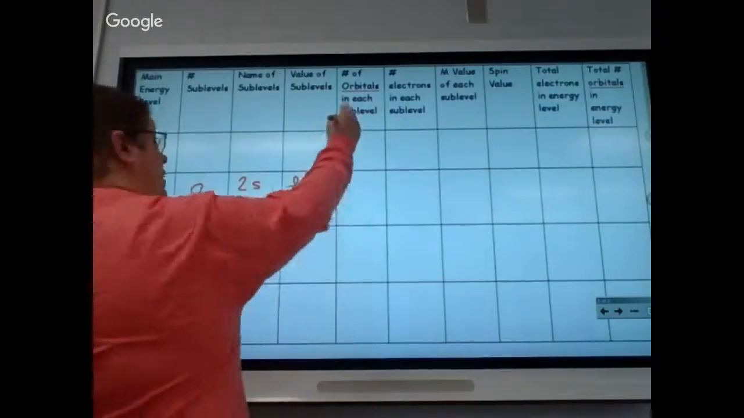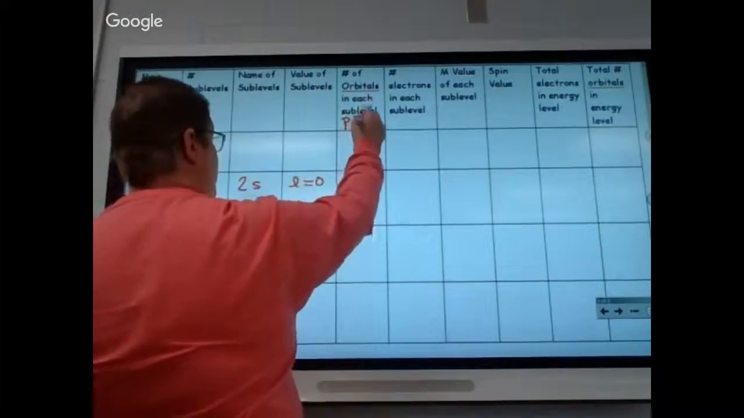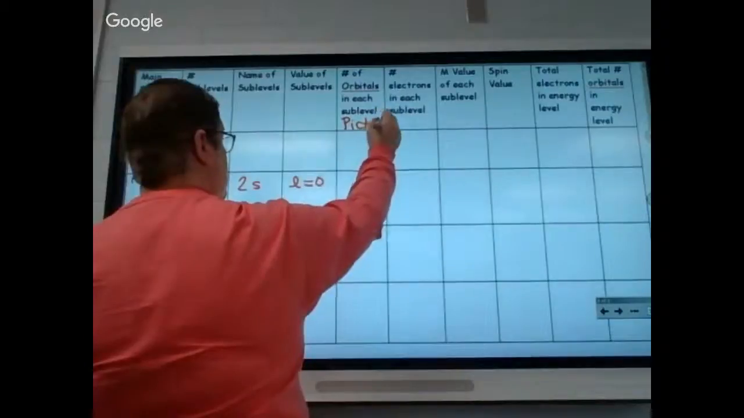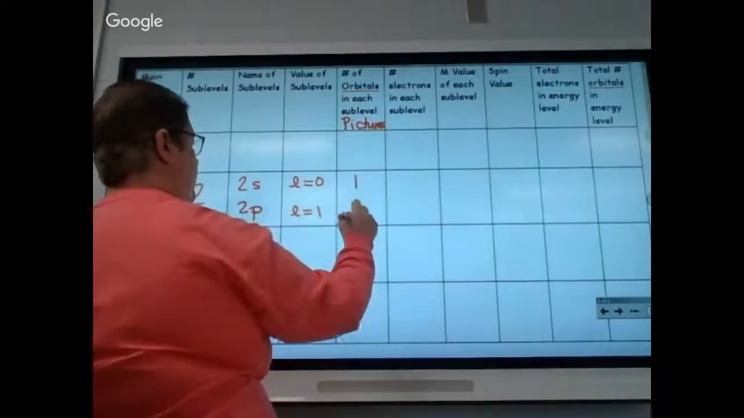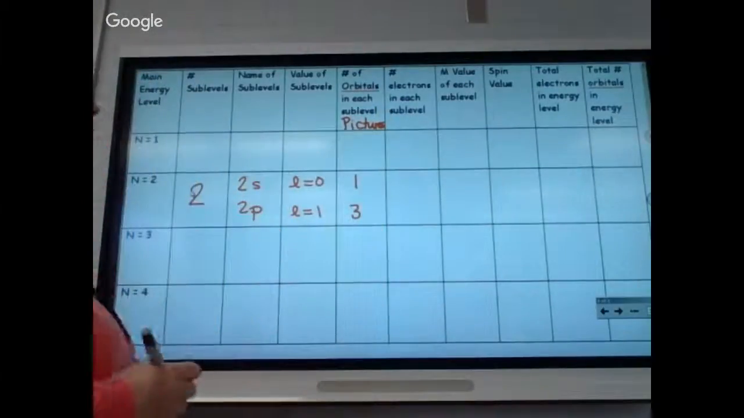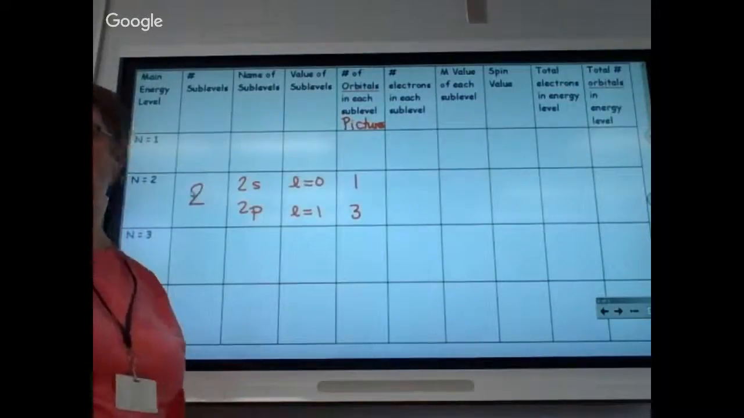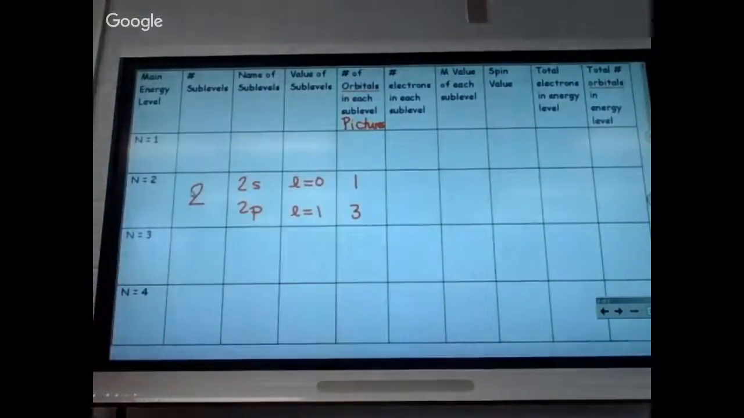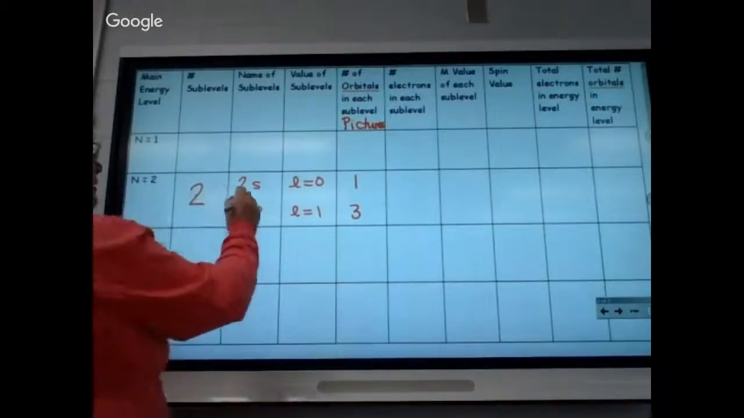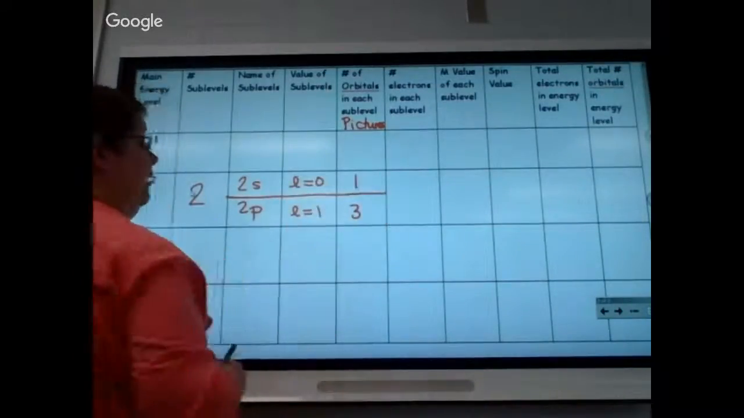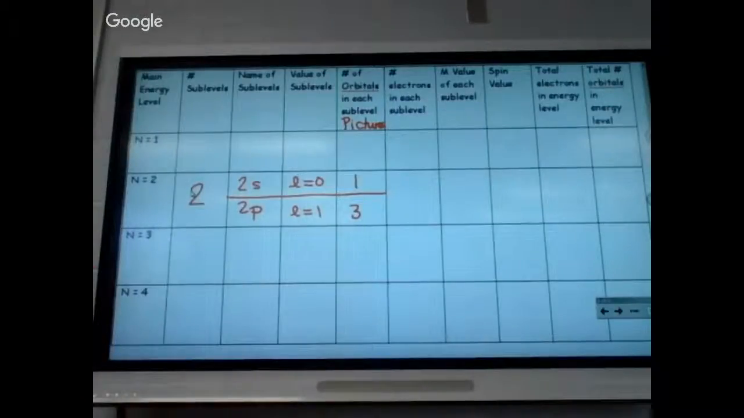Now, orbitals, right up here, are pictures. So 1 and 3. Why are there two separate ones? Because how many sublevels does n equals 2 have? We're doing this for the s sublevel and the p sublevel. The s sublevel has a value and a number of orbitals. The p sublevel has its own value and its own set of orbitals. They're not the same.